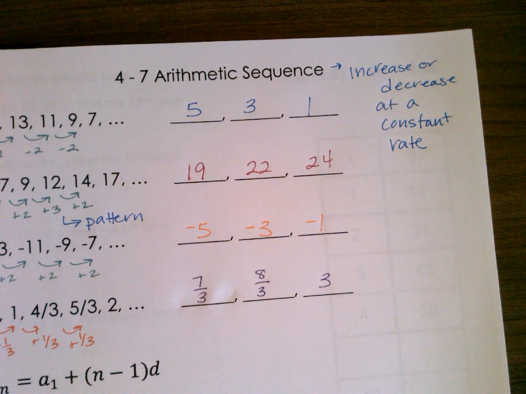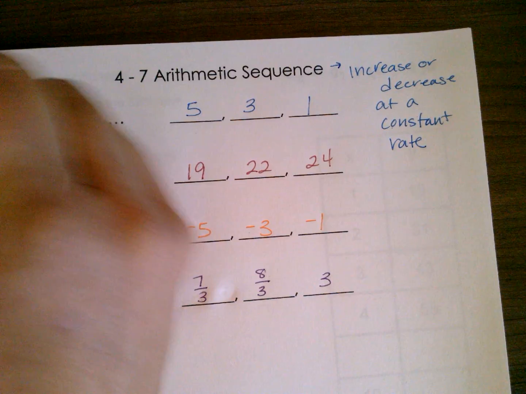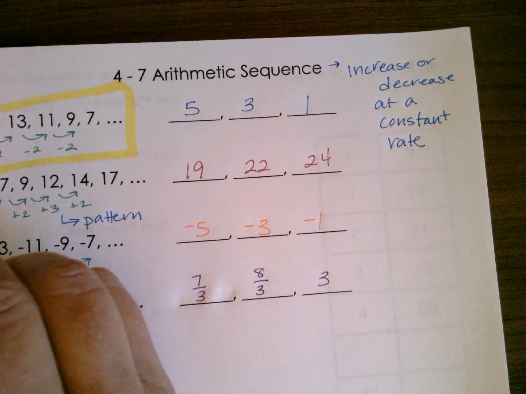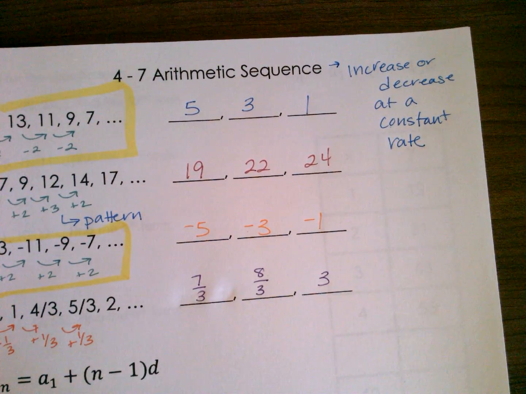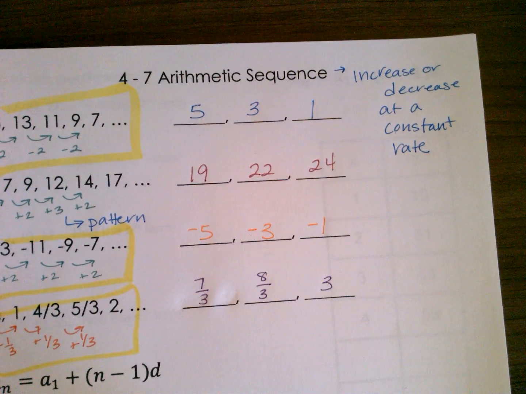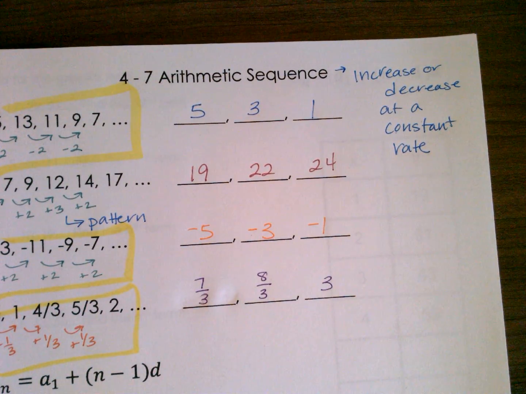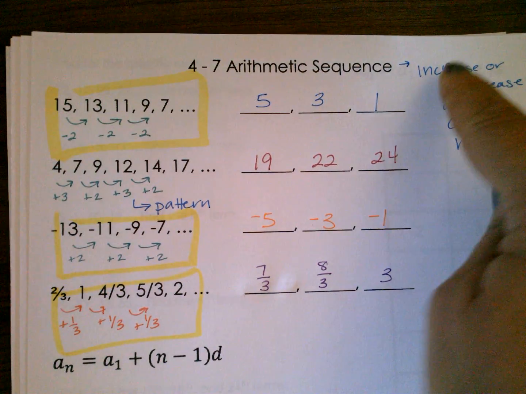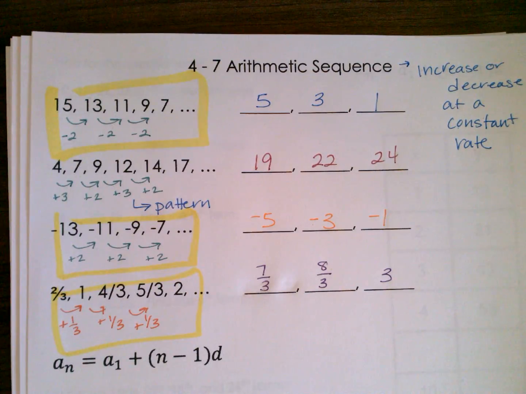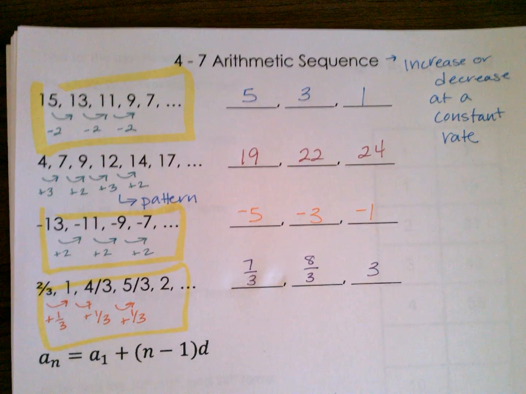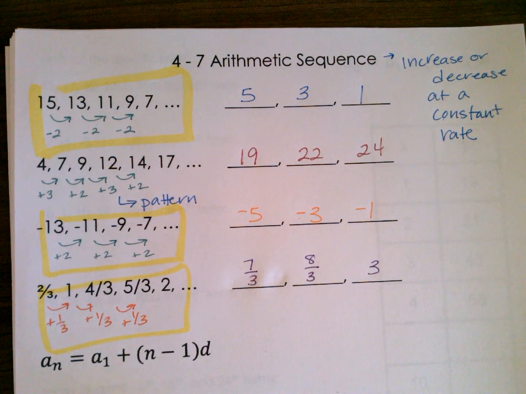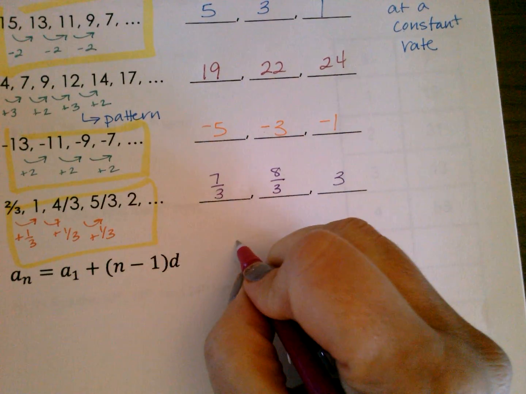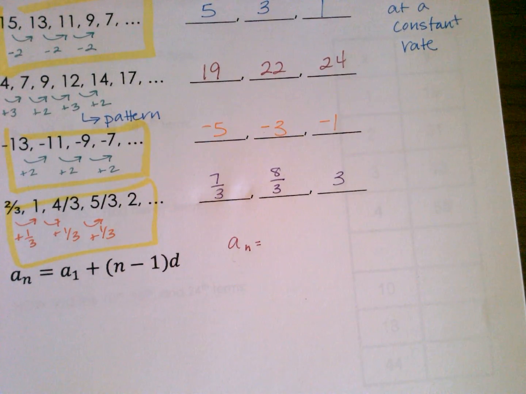So this one is an arithmetic sequence. This one is an arithmetic sequence. And so is this one. The second one on the page is just a fun pattern, but it does not increase or decrease at a constant rate. We will be working with this formula or equation to help answer some questions. We first need to figure out what the parts of this mean.